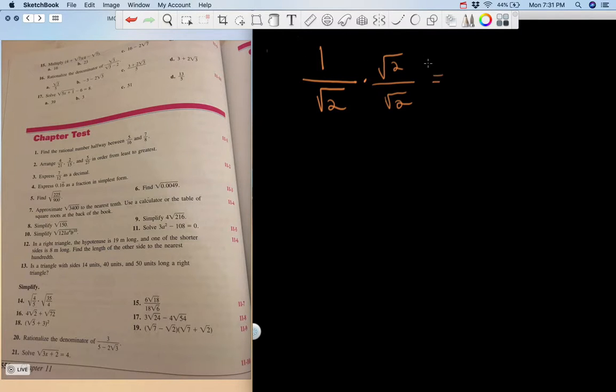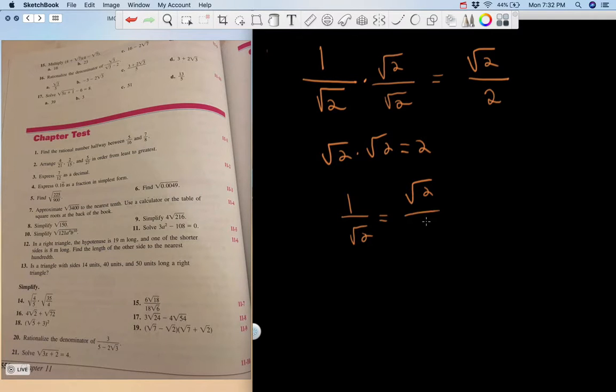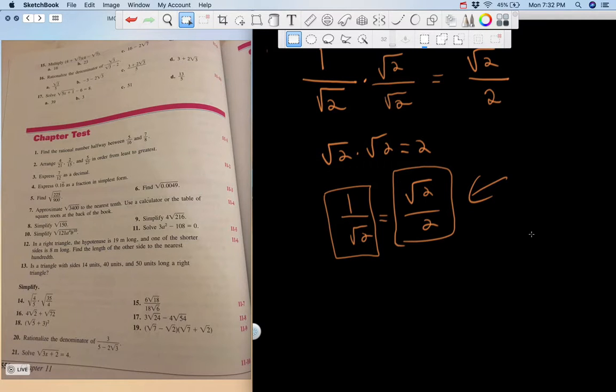And so the top becomes square root of 2 times 1, which is square root of 2. And the bottom, we actually get rid of the square root because square root of 2 times the square root of 2 is just 2. So it becomes square root of 2 over 2. So 1 over the square root of 2 is the same thing as the square root of 2 over 2, just a rationalized version. Now if you plug this into your calculator, you should get the same thing as this right here. So far, do you have any questions on that?